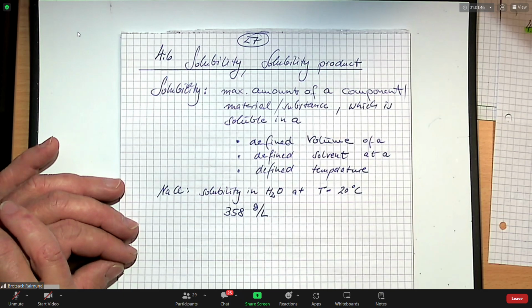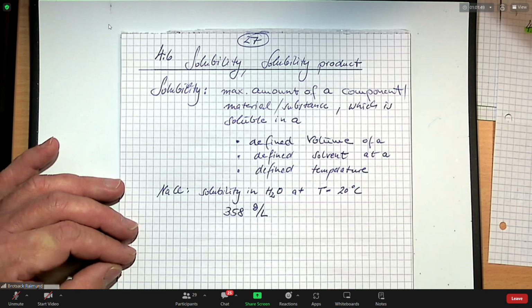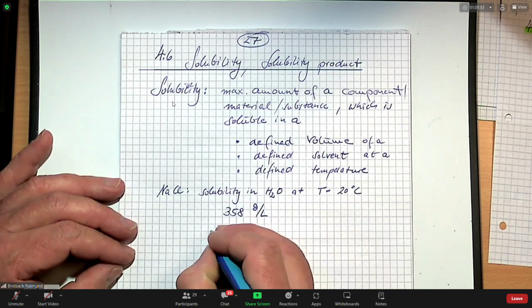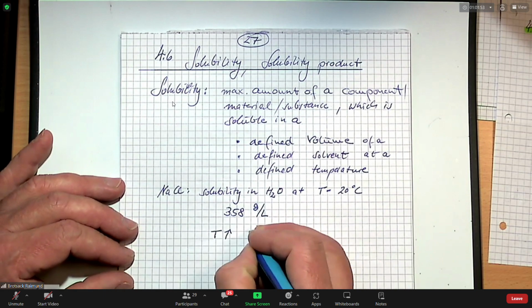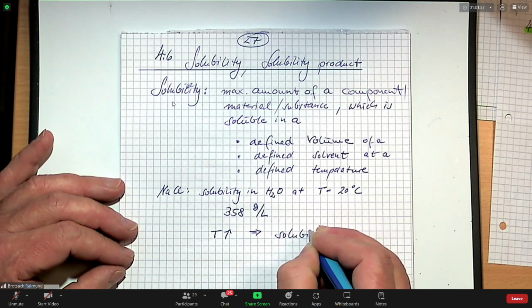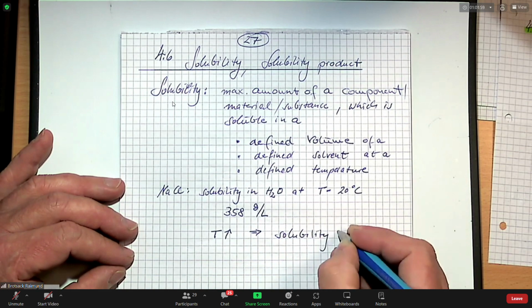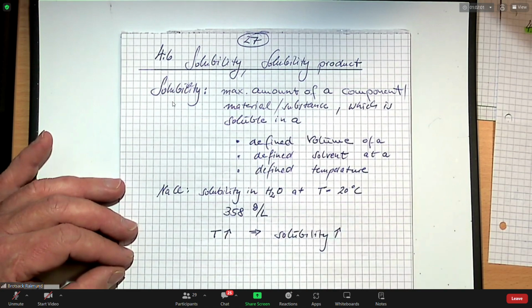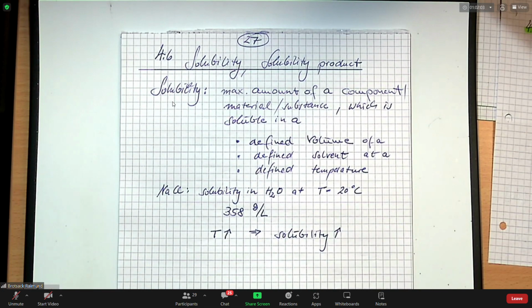That is what we can look up in tables in literature. And when we are increasing temperature, it means solubility increases as well. So arrow up always means increases.